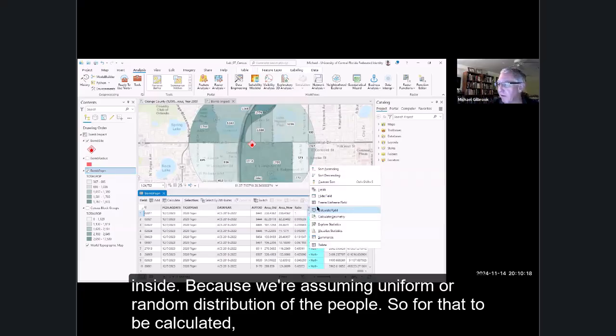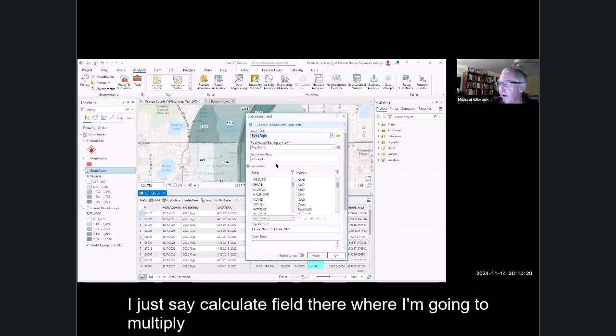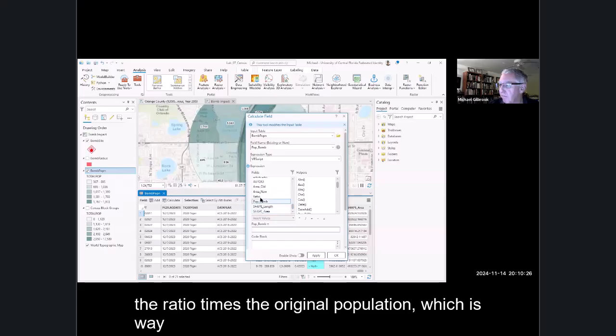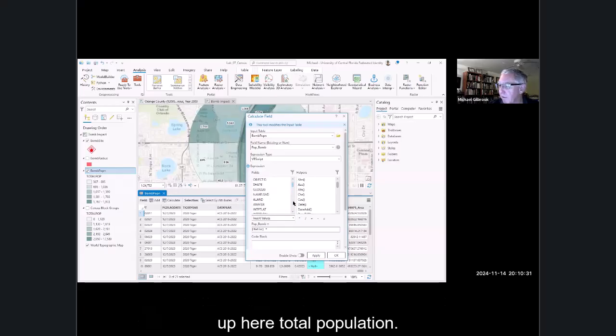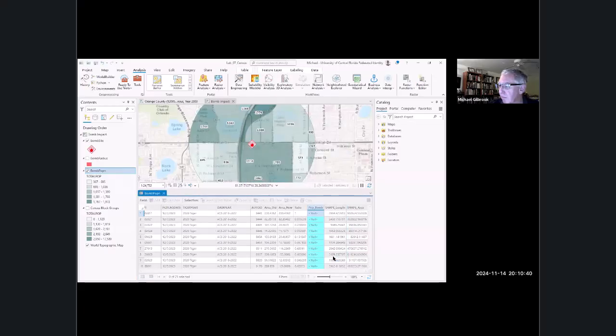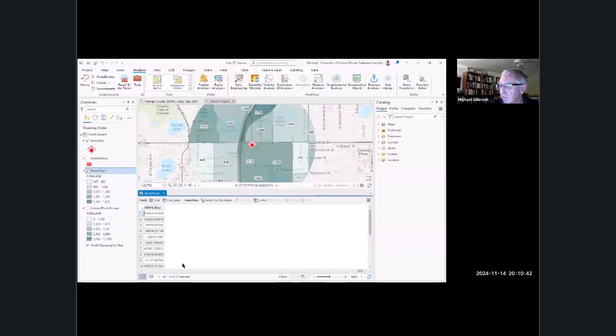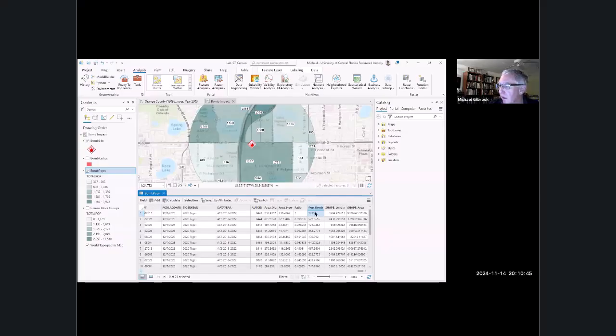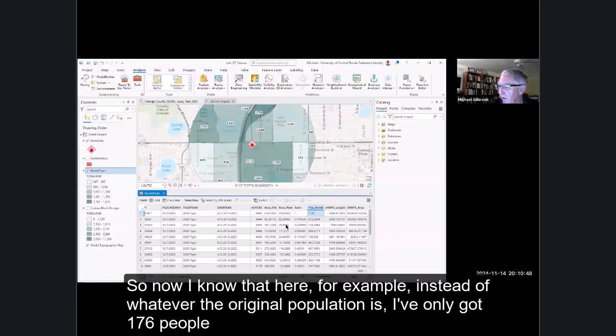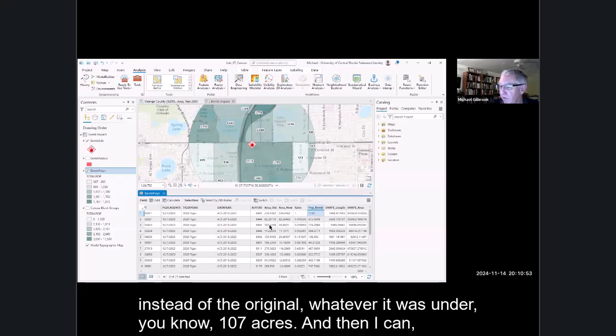So for that to be calculated, I just say calculate field, where I'm going to multiply the ratio times the original population, which is way up here, total population. So now I know that here, for example, instead of whatever the original population is, I've only got 176 people instead of the original, whatever it was, under 107 acres.